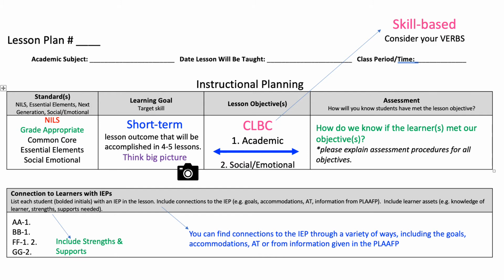However, we do want to remind you that you can find IEP connections through a variety of ways, including the goals, accommodation section, assistive technology, or information that is given in the PLAF. And you should also make sure that you are including strengths and supports. You will state the specific IEP goal and/or objective that corresponds to your objectives outlined in your instructional plan. The identified IEP goal objective indicates that this instruction is relevant and necessary for purposeful learning.